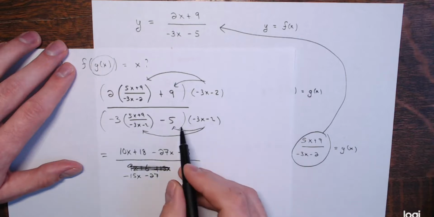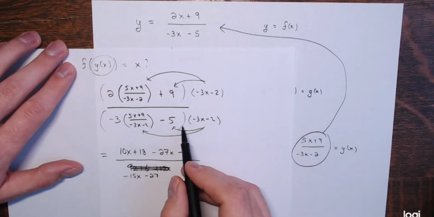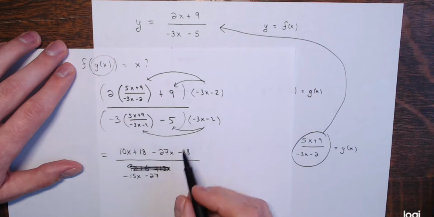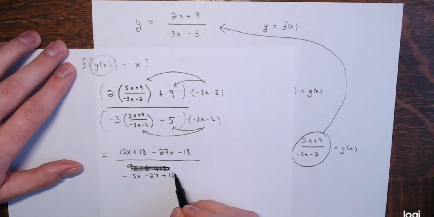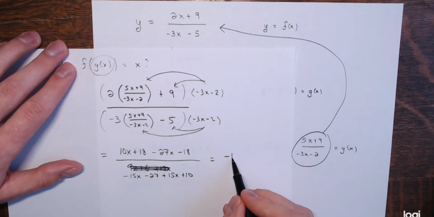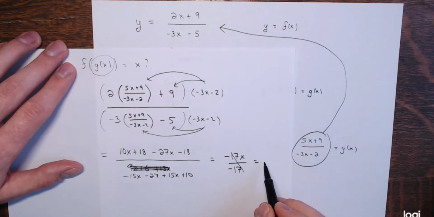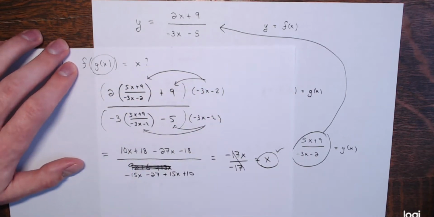Okay, that's better. And then the negative 5 times the negative 3x minus 2 would be plus 15x. And then plus 10. So up top, we have negative 17x all together. And on the bottom, we have negative 17. And oh, look at that. Those cancel. You're left with just x. Fantastic. That's just something they ask you to do to verify that these are inverses.